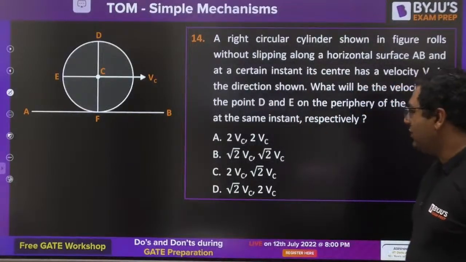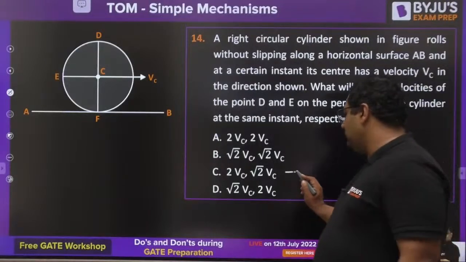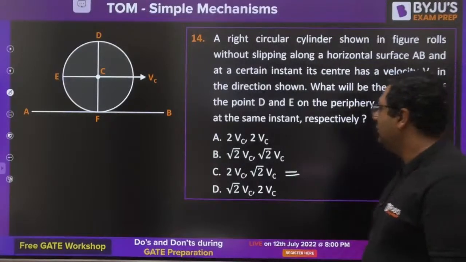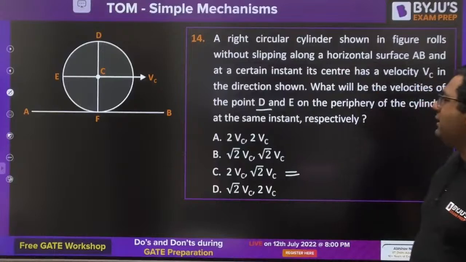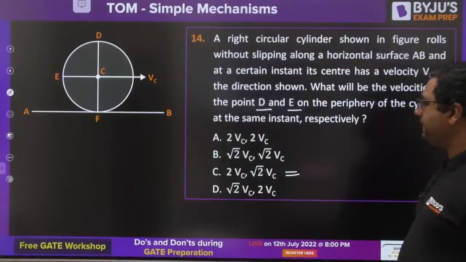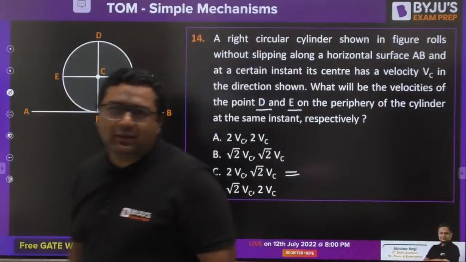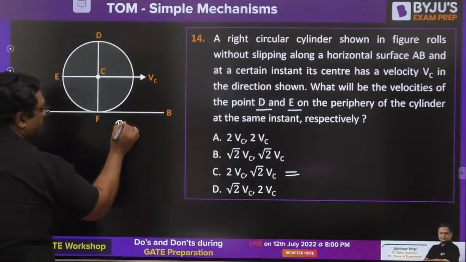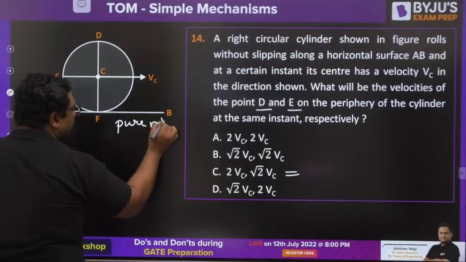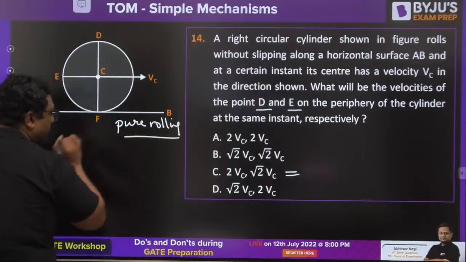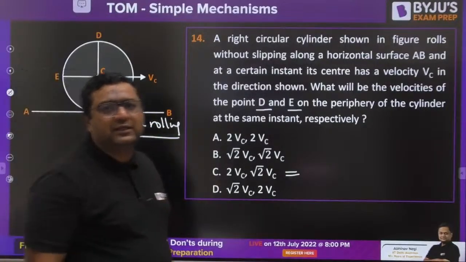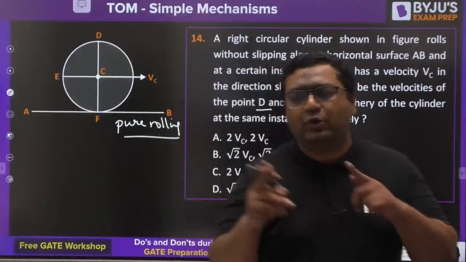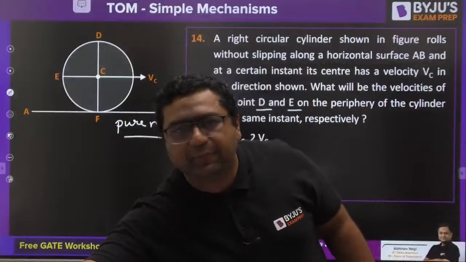So the majority of you are saying the answer to be C. Let us see. They are saying velocity of point D and velocity of point E. My dear, you know that this is the case of pure rolling. There are three types of motion: one is pure translation, one is pure rotation, and third is pure rolling.